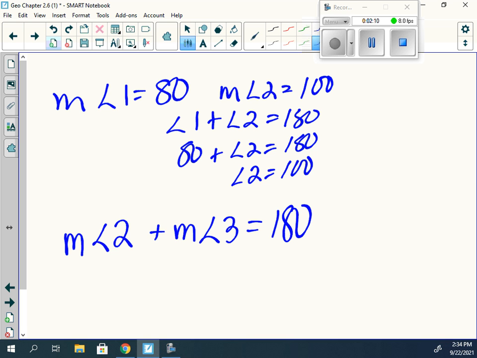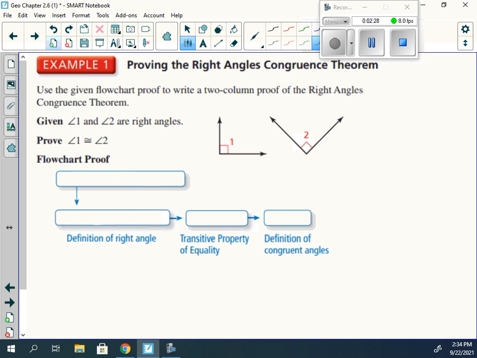Well, if we say also that the measure of angle 2 is supplementary with the measure of angle 3, they add together to be 180. Well, what is the measure of angle 2? 100. So what does 3 have to be? 80. So 1 and 3 would be the same. That is the same thing it's saying with complementary angles. It's just instead of them being equal to 180, they are equal to 90.